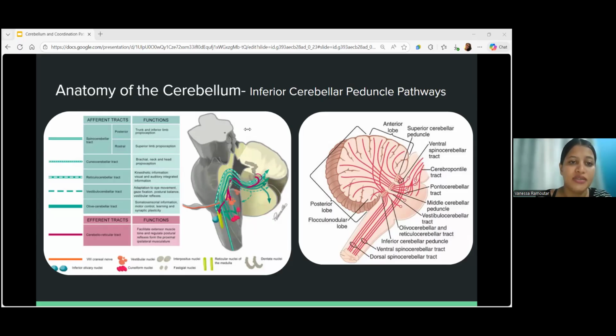The cuneocerebellar tract takes proprioceptive information from above C8 via the dorsal gray horn to the ipsilateral cuneate nucleus, then via the external arcuate fibers to the cerebellum. The vestibulocerebellar tract receives information from the inner ear to the vestibular nuclei and into the inferior cerebellar peduncles.